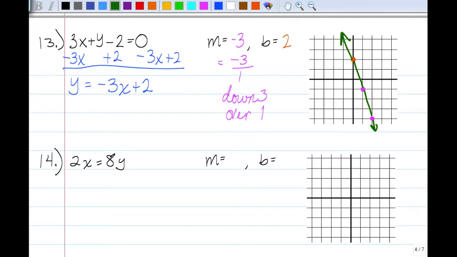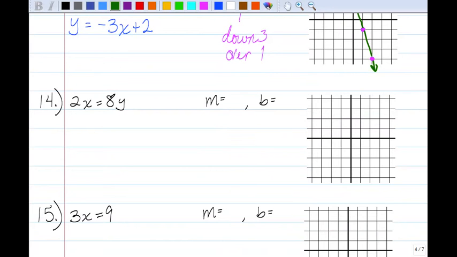Alright, on number 14, again, I am not in slope-intercept form, so that's what I need to do. So first I'm just going to switch it around. I have 2x equals 8y, so I'm just going to rewrite that as 8y equals 2x. And then I need to get y by itself, so I need to divide both sides by 8. So that gives me y equals 1/4 x.